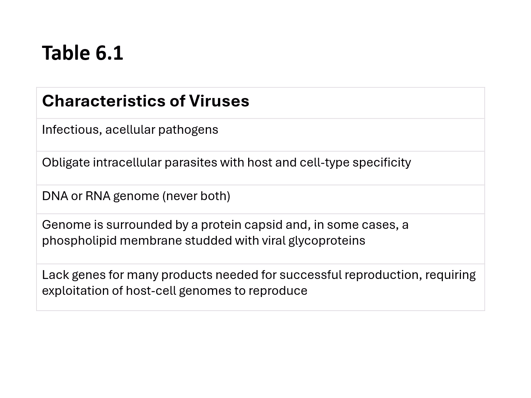This is a nice table from our book summarizing those characteristics of viruses. I wanted to point out that that membrane that some viruses have, that envelope I mentioned, comes from the host cell. It comes from the host cell membrane as the viruses bud out or exit the cell. And they are covered with viral glycoproteins to allow for attachment to the next host cell.